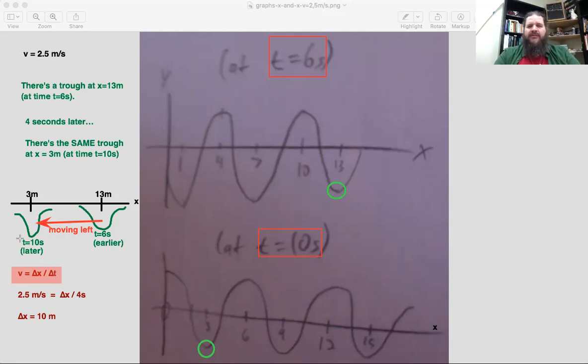And once you've established this trough hits this location at this time and this other location at this other time, you can still draw exactly this sort of diagram we just did and figure out which one happens earlier, which one happens later. So as soon as you've established the coordinates of the same trough twice, the procedure is exactly the same from that point onwards.